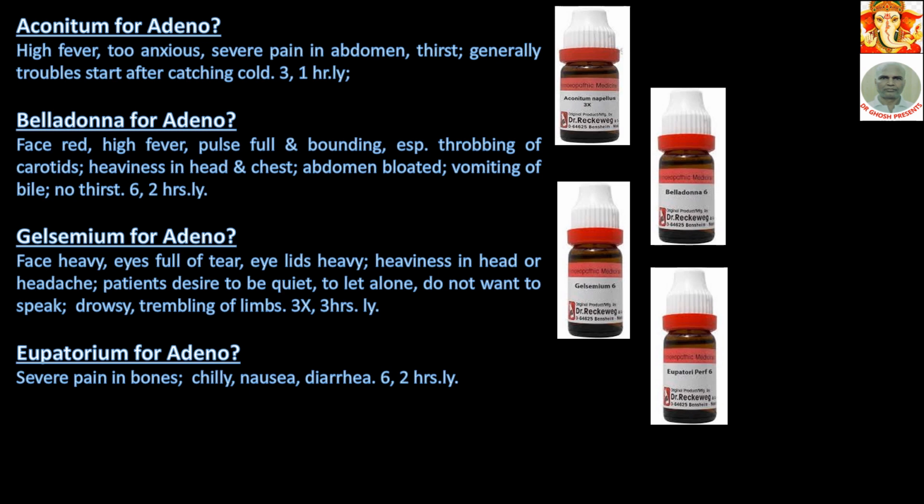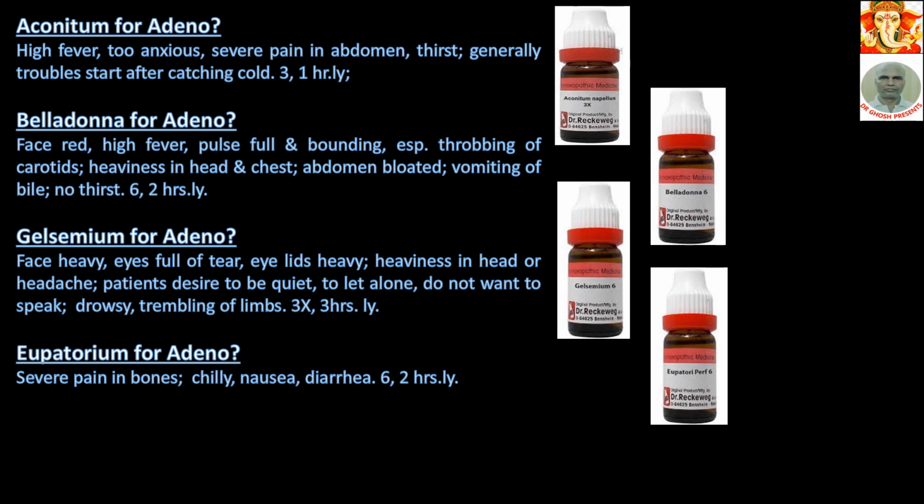Belladonna for adenovirus: face red, high fever, pulse full, bounding, especially throbbing of carotids. Carotids you can see in front of the ears or at the temporal region, that is the forehead. You can see the carotid throbbing. Heaviness in head and chest, abdomen bloated, vomiting of bile, no thirst. Aconite, thirst. Belladonna, no thirst. Belladonna 6, too early.